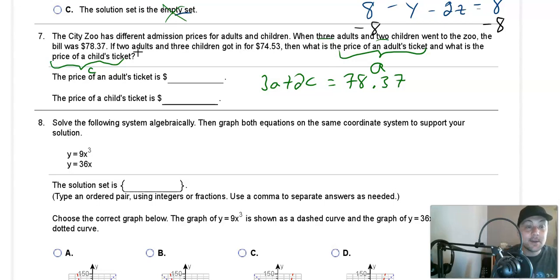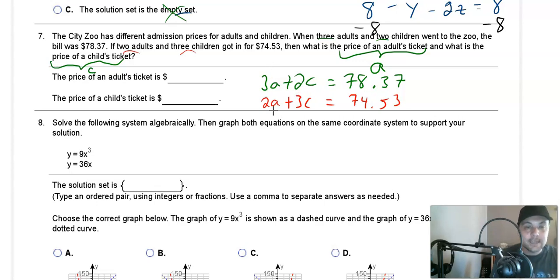And then the second statement, same idea, 2 adults. So they'll have to buy 2 adult tickets. And then 3 children, which means they'll have to buy 3 child's tickets. And we know the total for that purchase was $74.53. So there's your 2 equations with your 2 variables. So you should be able to solve it and get answers for the value of A and the value of C. I would recommend in this case using the elimination method rather than the substitution method, because solving this for A or solving this for C doesn't look like it's going to be very easy going.